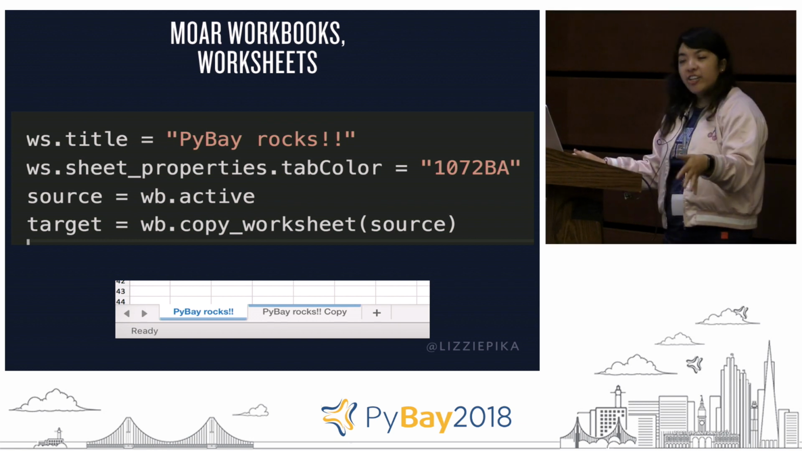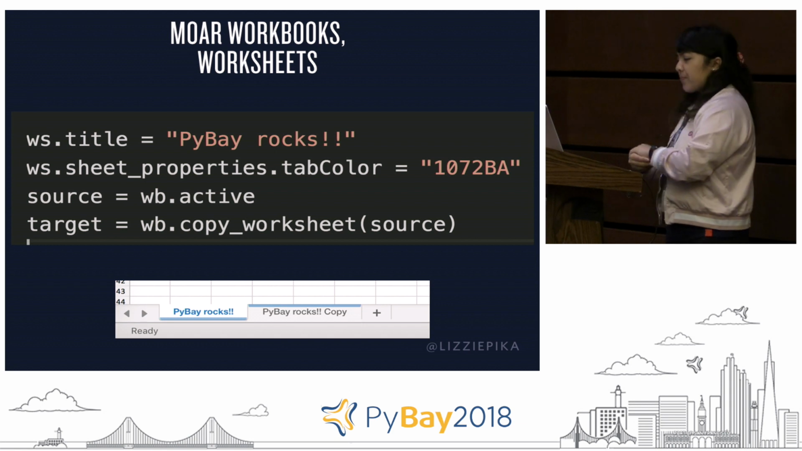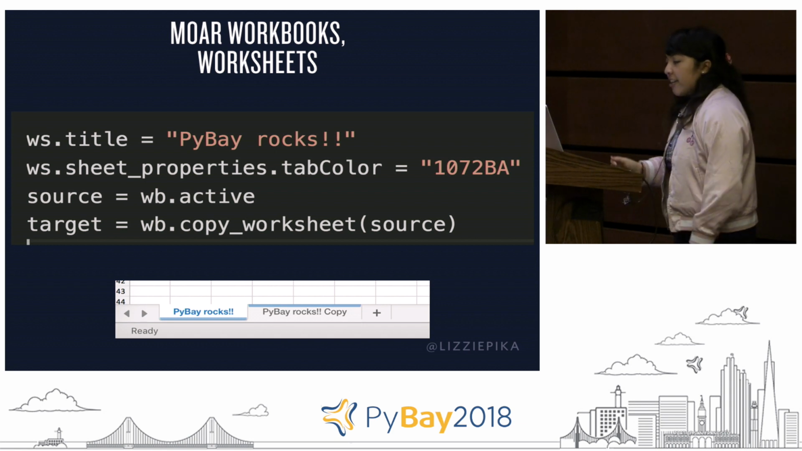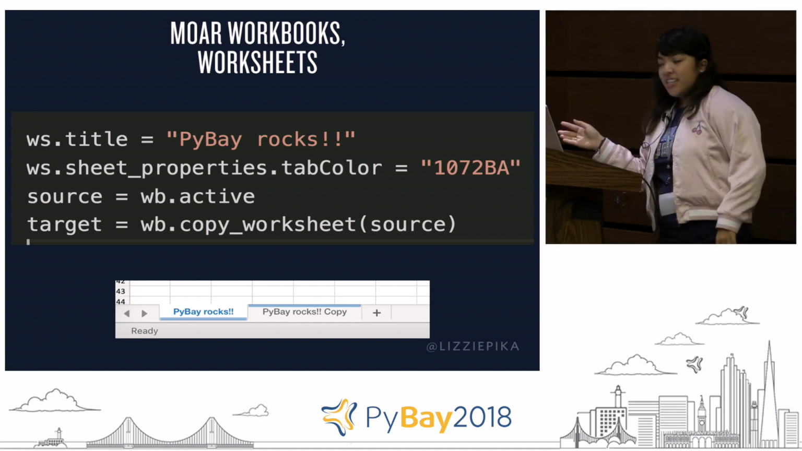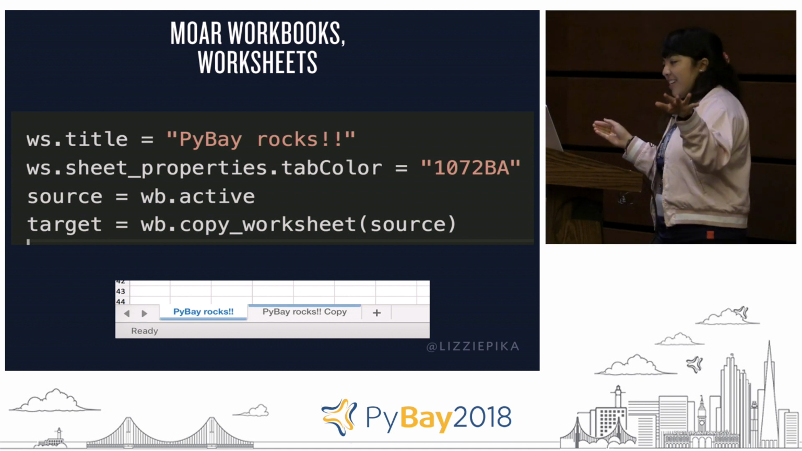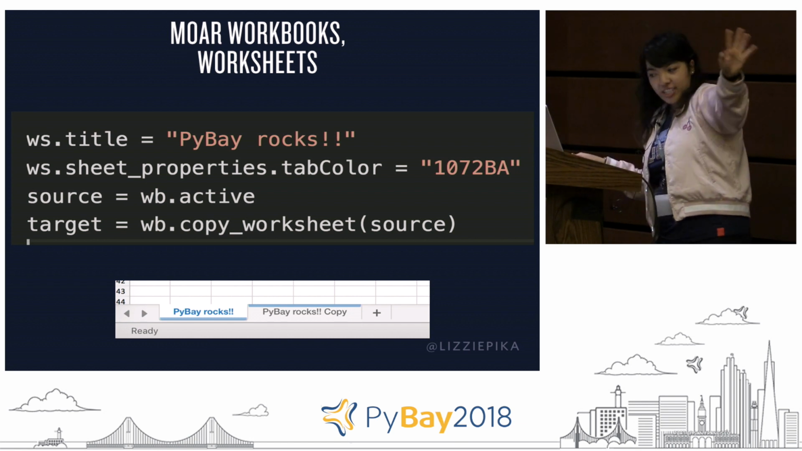And you can also change the tab's background color, which is white by default, give the worksheet a name, loop through worksheets, and create copies of worksheets. So here we set the title to PyBay Rocks, we change the tab color to kind of a bluish color, and then we make a copy, which you can see there.